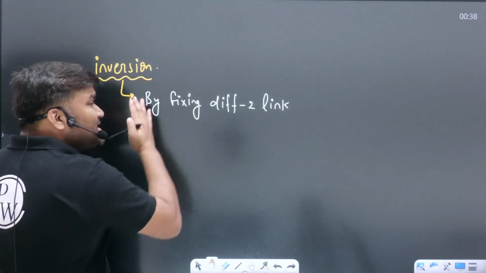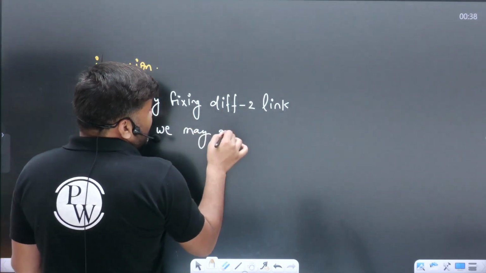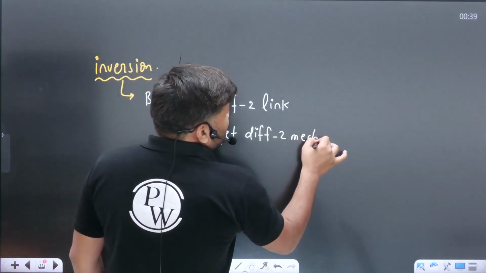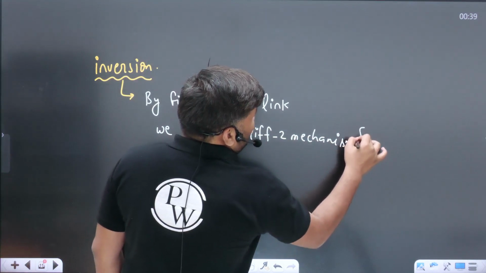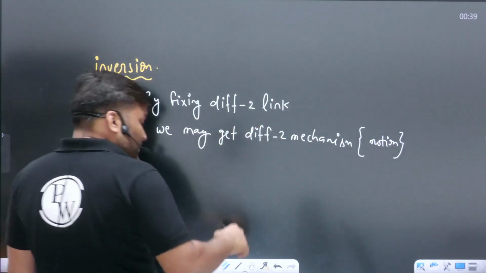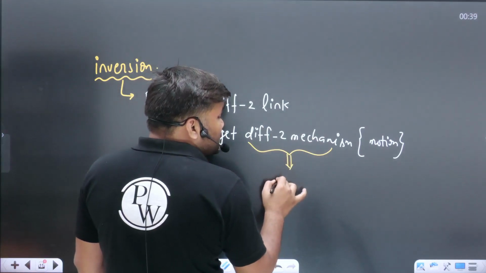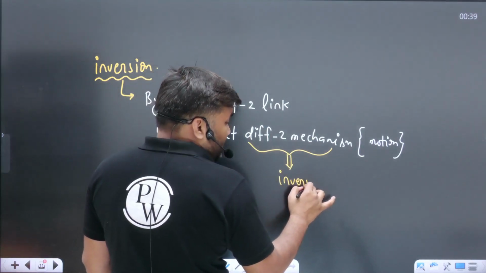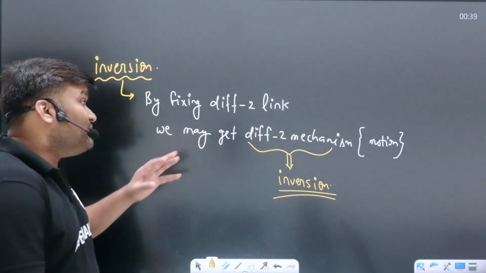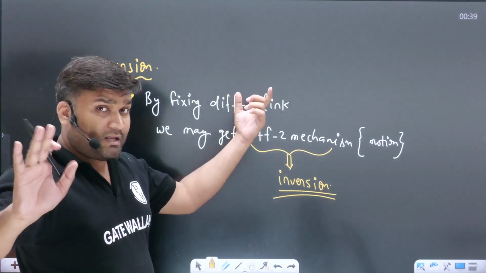Getting a point? So by fixing different links, we may get different mechanisms. Mechanisms का मतलब होता है different kind of motions. Getting a point? These different kind of mechanisms are known as inversion. We call them as inversion. Keep in mind, I have written we may get. There is no guarantee that by fixing different link you will get. There is no guarantee.